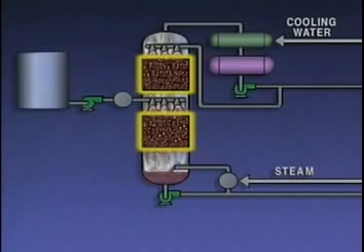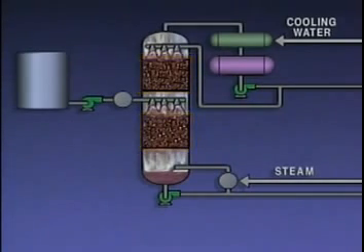The packing breaks up the liquid so that it flows over a large amount of surface area. This exposes more of the liquid to the vapors and increases heat transfer from the vapors to the liquid. Packing can be made from many different materials, including porcelain, copper, aluminum, and iron. The main requirement is that the material must be compatible with the liquid in the tower and the conditions under which the tower is operated.